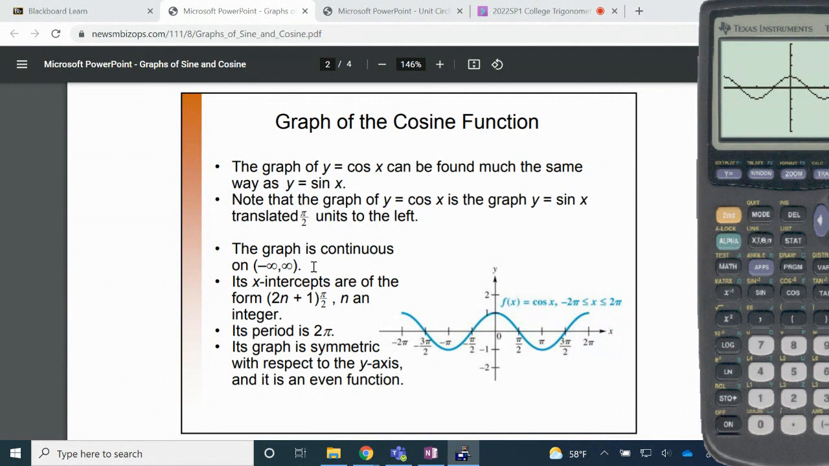So here are some additional facts. Okay, the graph is continuous. The x-intercepts are in this form, 2n plus 1 times the quantity pi over 2. Right, so using that form, you can find all of the x-intercepts.